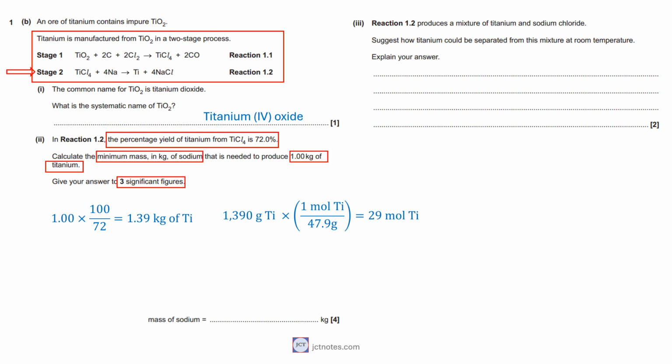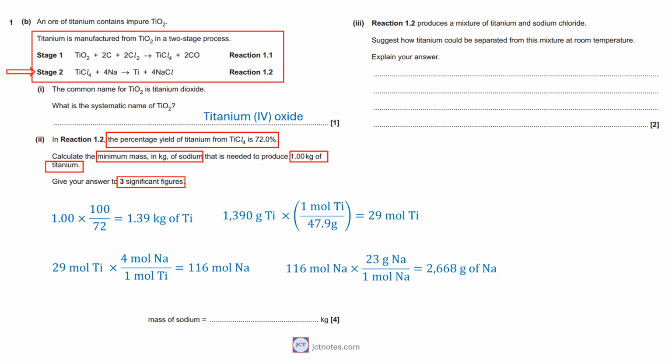From the stoichiometry, we need 4 moles of sodium for every mole of titanium, therefore, to get 29 moles of titanium we need 116 moles of sodium. And using the molar mass of sodium as 23 grams per mole, we need 2,668 grams of sodium. Expressed in kilograms and with 3 significant figures we have 2.67 kilograms of sodium.